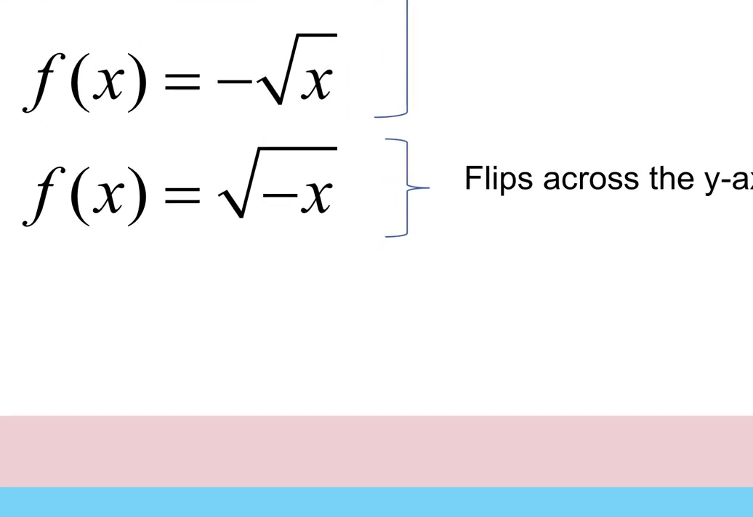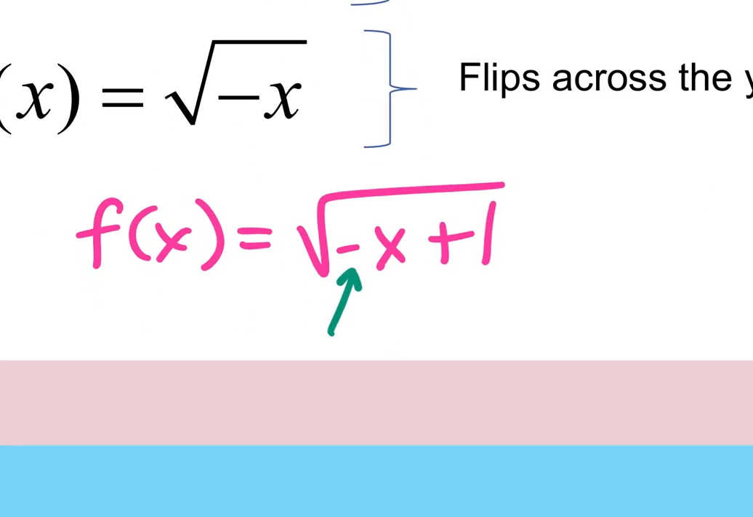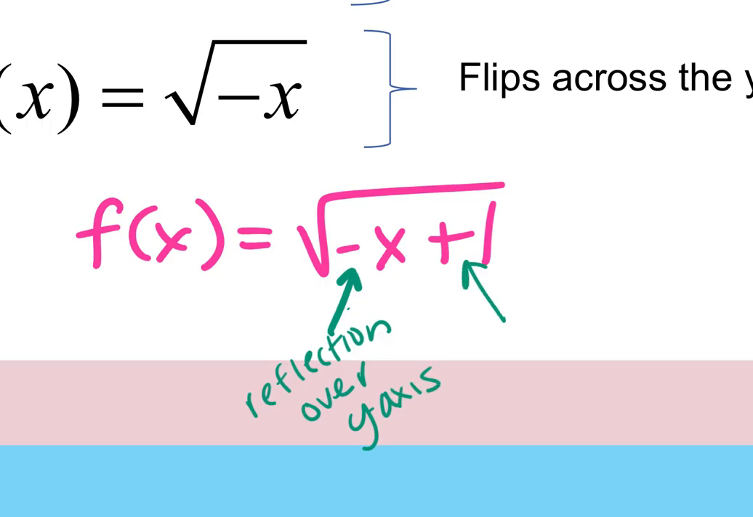So if I had f of x equals the square root of negative x plus 1, when I describe these transformations, there are two separate transformations. The negative causes a reflection over the y-axis, and the positive one is a shift to the left one. So if I separate them out, there are two separate ones, right?